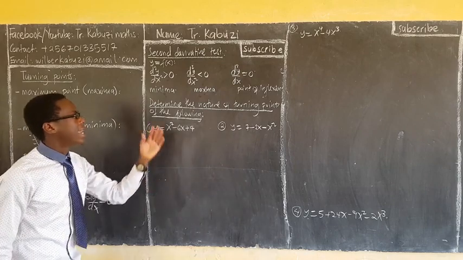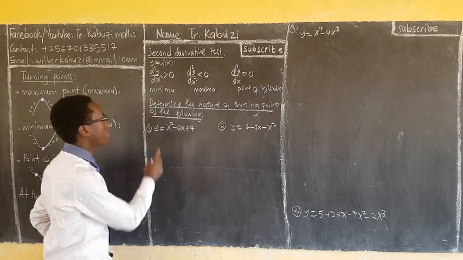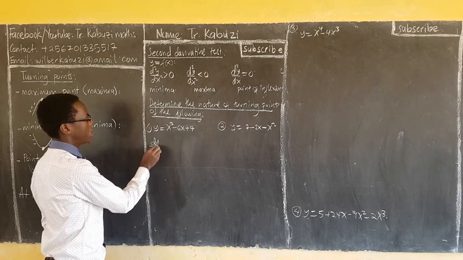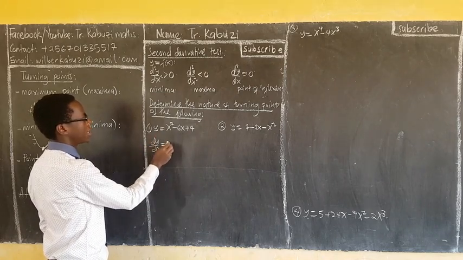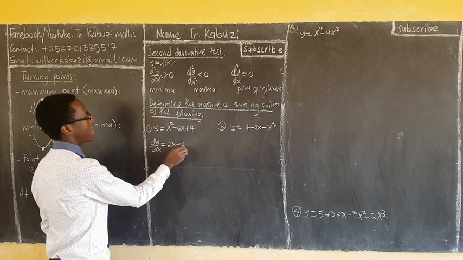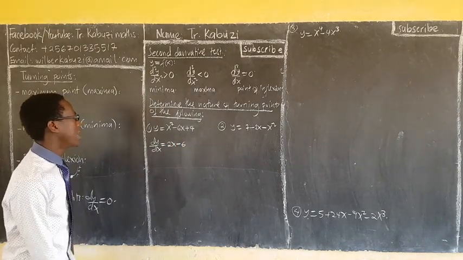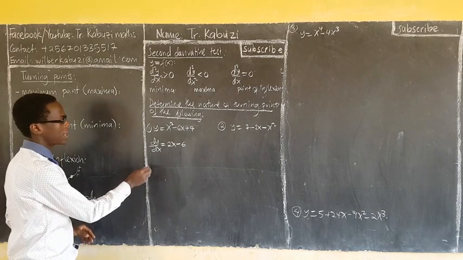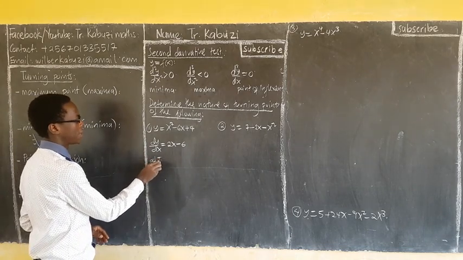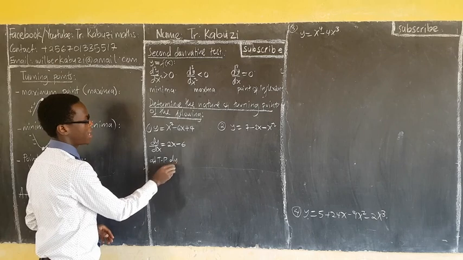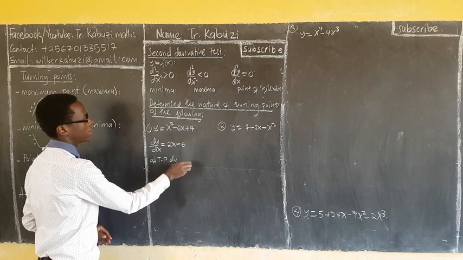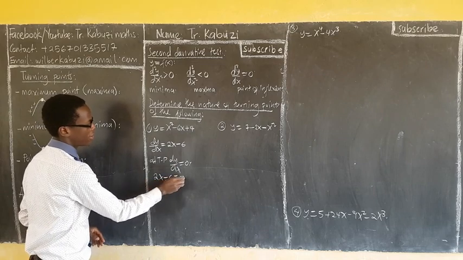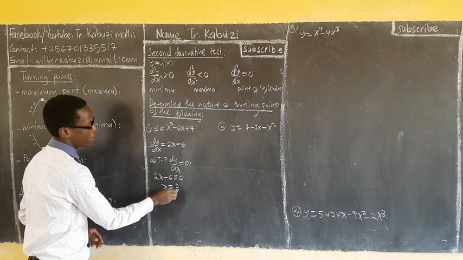Look at this. Let us determine the nature of these turning points. From here, I first get the first derivative. So my dy/dx will be 2x minus 6 if we differentiate that. Now to get a turning point, I equate the first derivative to 0. So at turning points, dy/dx is always equal to 0. So equating this to 0, I have 2x minus 6 equal to 0. From here, my x is equal to 3.